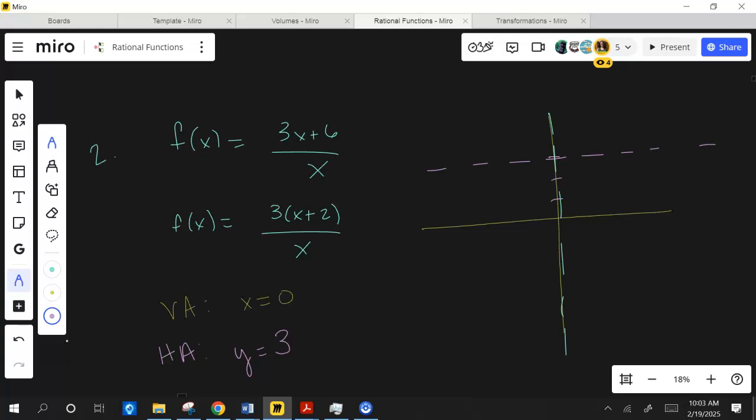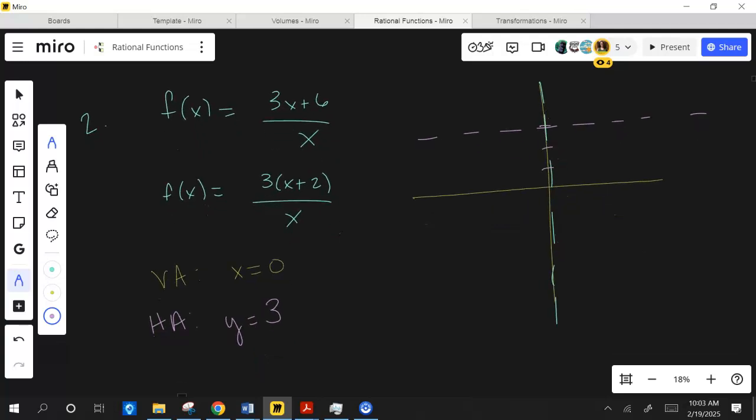All right. X-intercepts. How do I find x-intercepts? Equal the top to 0. So if I want to know x-intercepts, I say 3x plus 6 equals 0. 3x is negative 6, so x is negative 2. All right. That's all the new stuff from yesterday, right? Now I just need to graph.